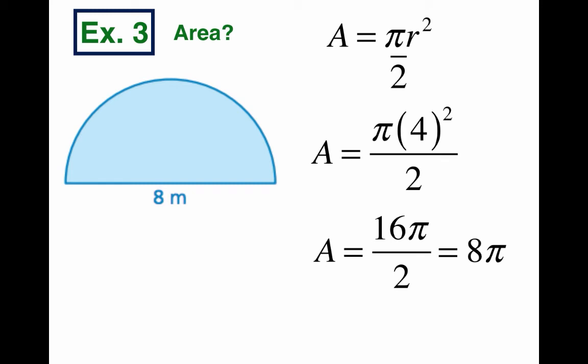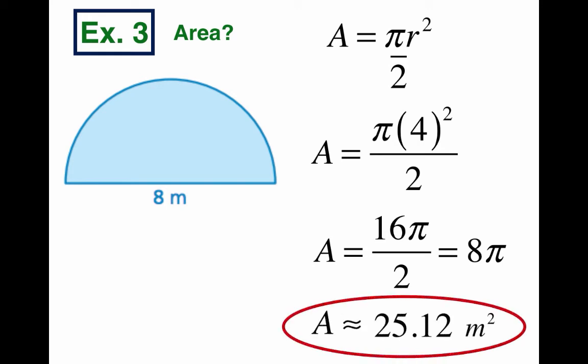Now if I didn't have a calculator, I think I'd be done. I'd be stuck here. But if you did have a calculator, you'd multiply 8 times 3.14, which is 25.12. So what's the area of this semicircle? Oh, it's 25.12 meters squared. There's our solution. So semicircles are just half of a circle. All you got to do is divide your answer by 2 and you've got your area.